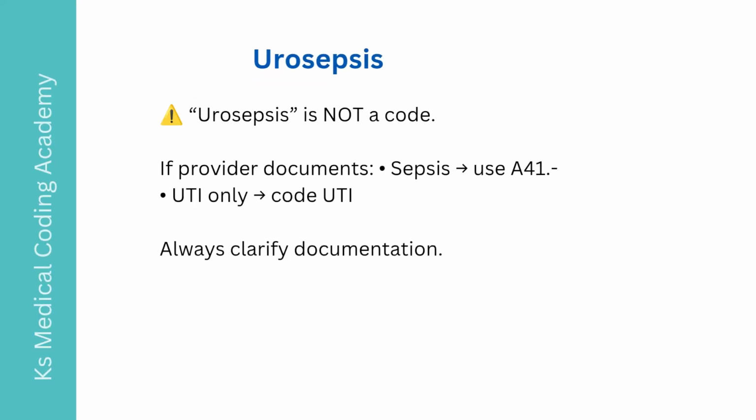Urosepsis. Urosepsis is not a valid diagnosis code. If the provider documents sepsis, assign a sepsis code. If only a urinary tract infection is documented, code the UTI. Always query the provider if documentation is unclear.